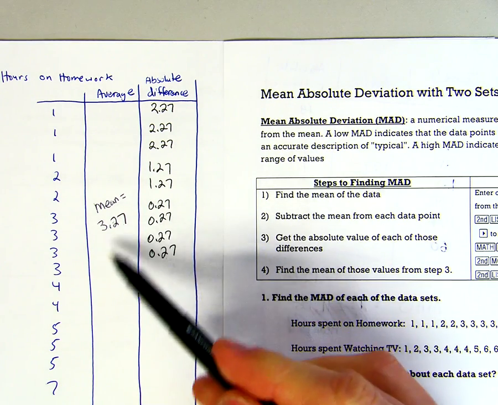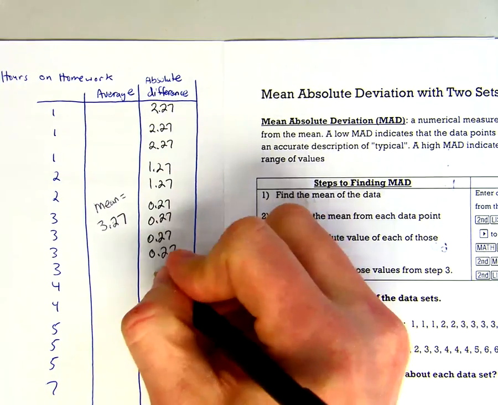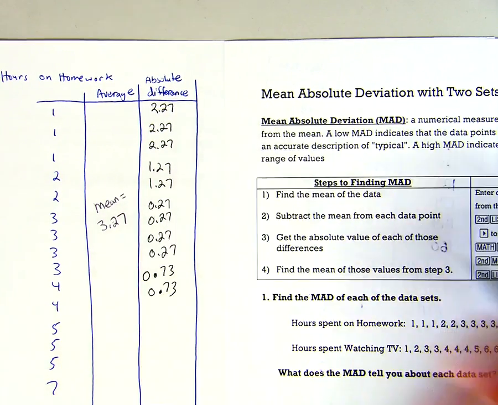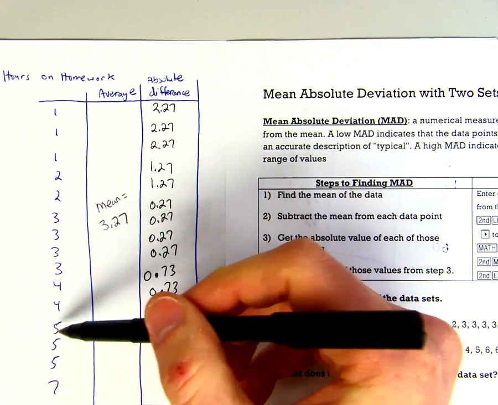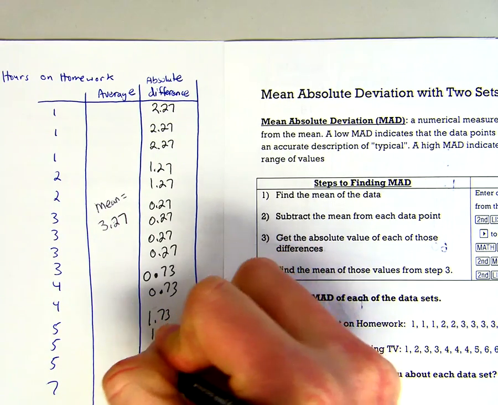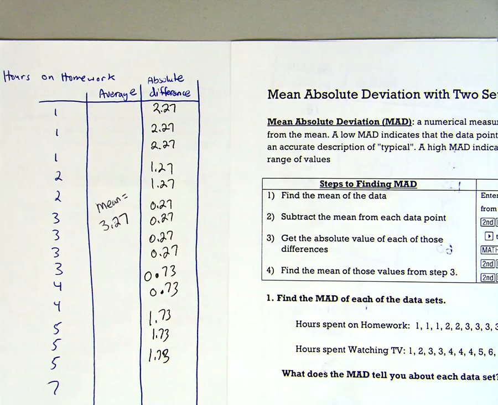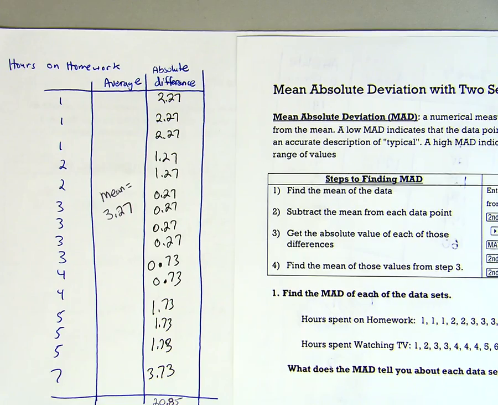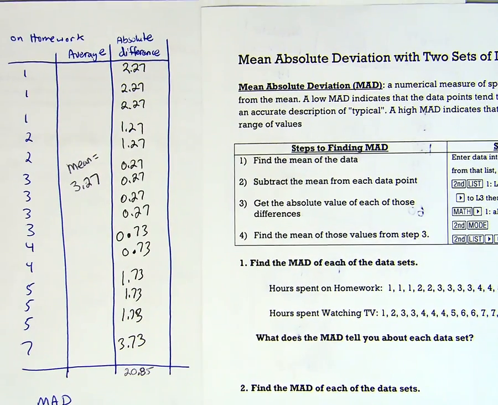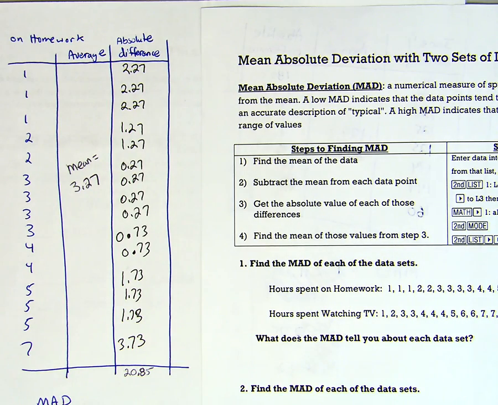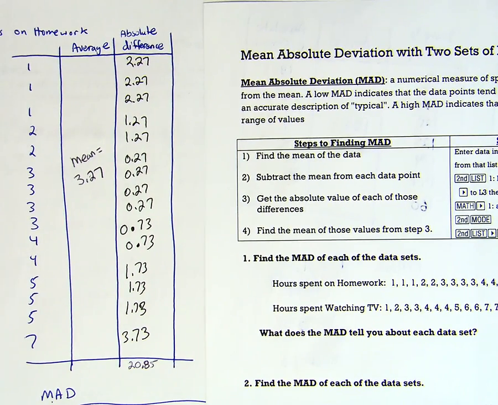Then the difference of 3.27 and 4 is 0.73, and there's 2 of those. And the difference of 3.27 and 5 is going to be 1.73, 1.73, and 1.73. Got 3 of those, and the difference of 3.27 and 7 is 3.73. So when I add all of those up, I actually get an answer of 20.85, which I went ahead and did ahead of time. I would use my calculator to do that.